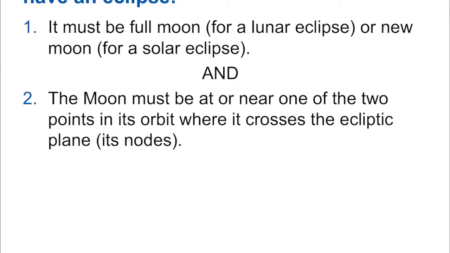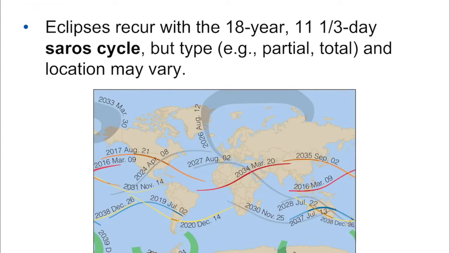All right? So two conditions must be met for an eclipse. In summary, it must be a full moon for a lunar eclipse, or a new moon for a solar eclipse. And the moon must be at or near one of the two points in its orbit where it crosses the ecliptic plane, called a node. Eclipses recur with the 18-year, 11 and 1/3 day Saros cycle. I misspoke and said 13-year. But type and location may vary.